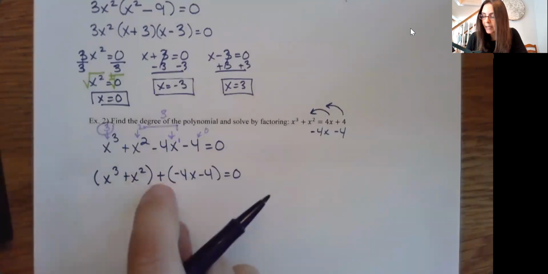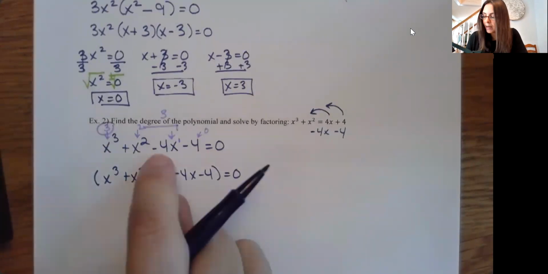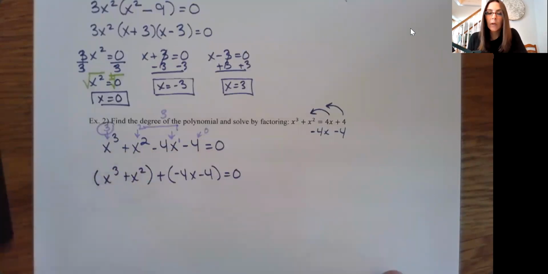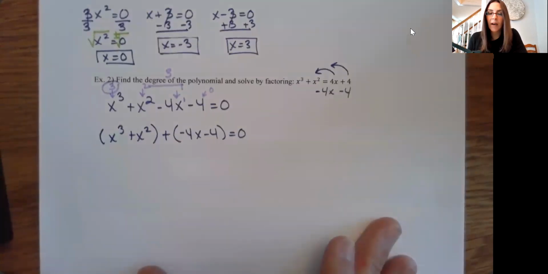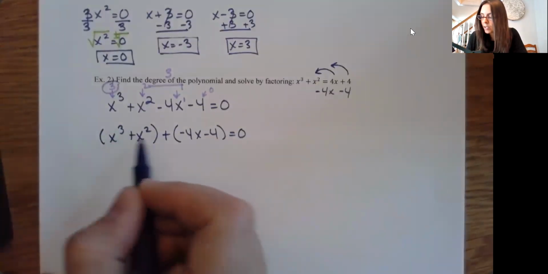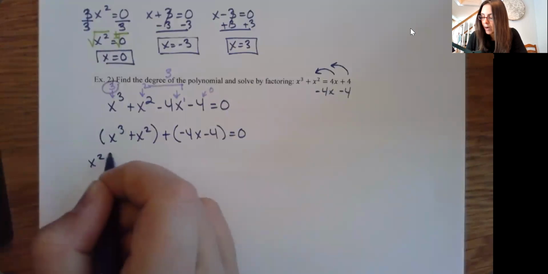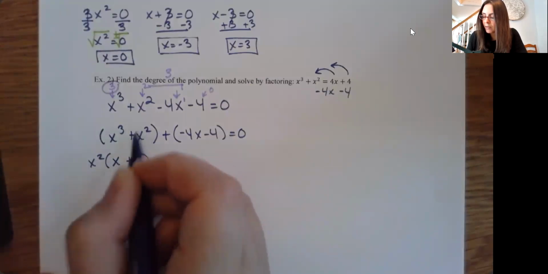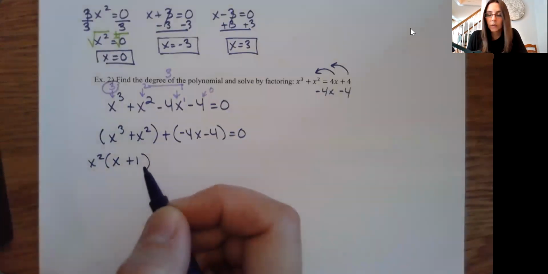I do like to have a plus sign in the middle. So I'm going to keep that negative with the 4 on the 4x there. But I haven't changed the problem. I'm just rewriting it. And now what you do is you take the GCF out of each group. So here our GCF is x squared. And when I factor that out, I'm left with x plus 1. Don't forget, if you have nothing left, you do have a factor of 1 there as your placeholder.